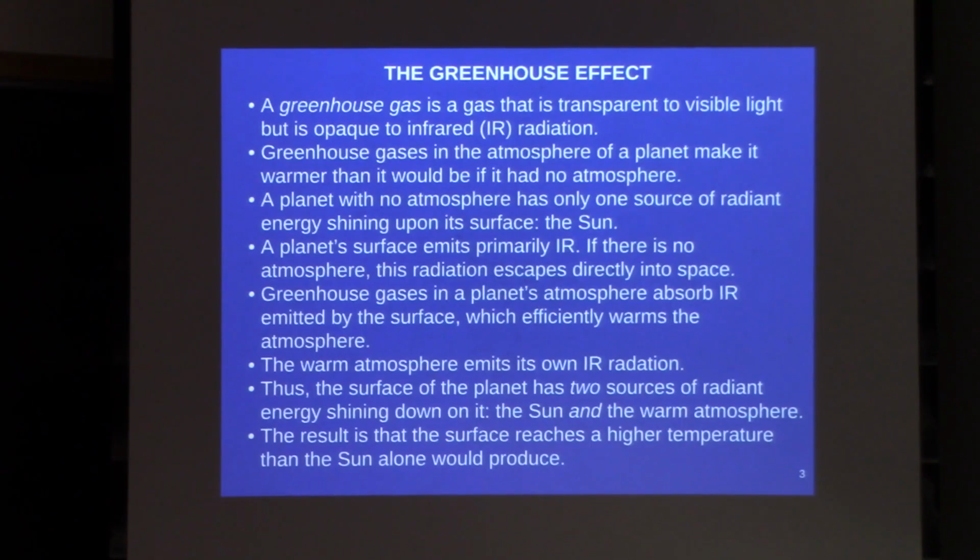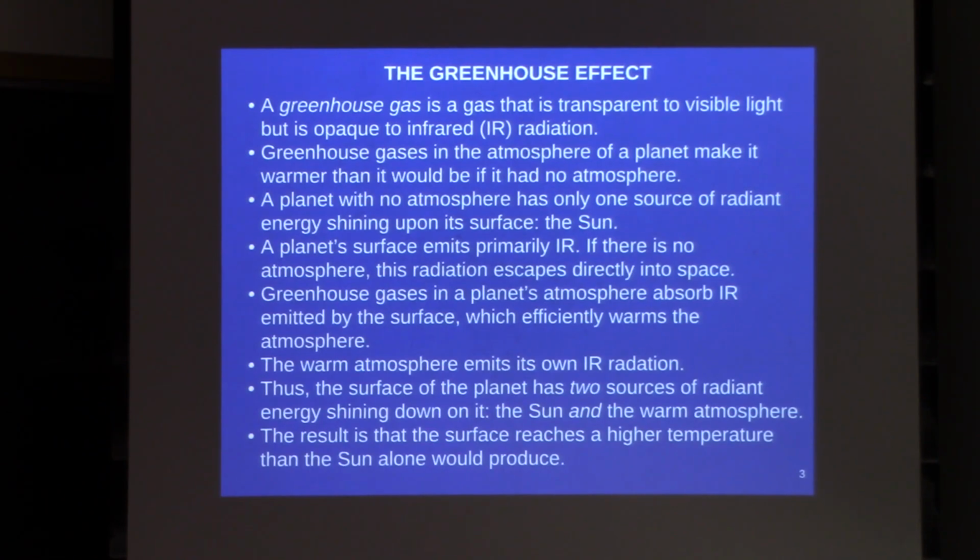And in fact, if you are standing at sea level in the middle of the day on Earth, it's surprising, but you get about twice as much radiation shining down upon you from the atmosphere as you do from the sun. The atmosphere is the primary source of radiation shining down upon the surface under the conditions of Earth's percentage of greenhouse gases, CO2. So CO2 is a greenhouse gas.